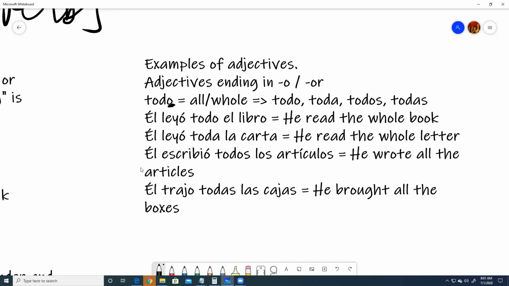And now the plural. Él escribió todos los artículos. He wrote all the articles. Artículos, article, is masculine and is plural in this case, artículos. So we say todos. And él trajo todas las cajas. He brought all the boxes. Cajas is feminine and plural, and because of that, we say todas.